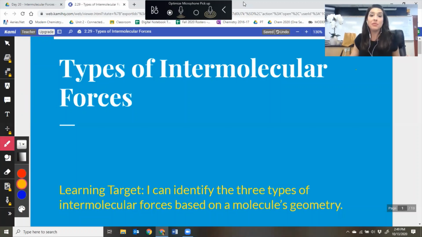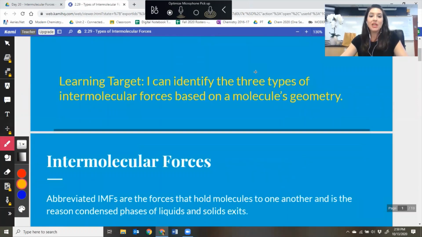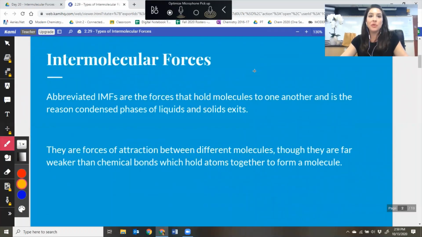Today we are going to be learning a little bit about the different types of intermolecular forces that can occur within molecules. So by the end of the day, you'll be able to identify 3 types of intermolecular forces and what type of forces exist in that molecule based on the geometry of that molecule. So first, let's discuss what intermolecular forces are.